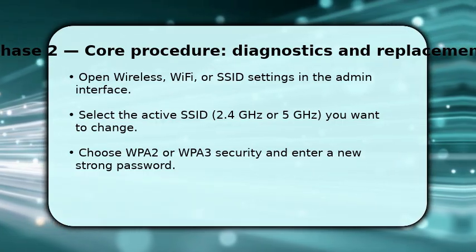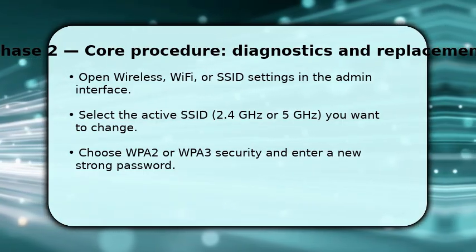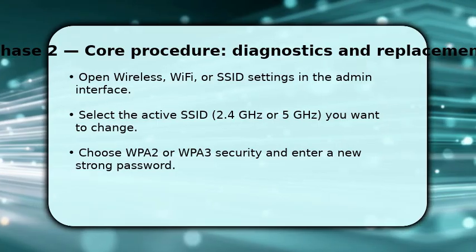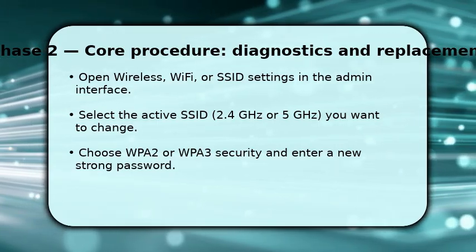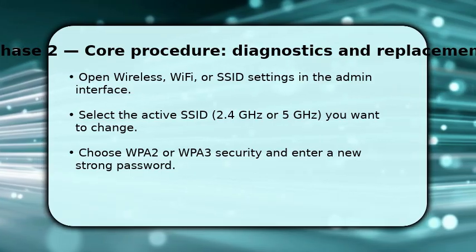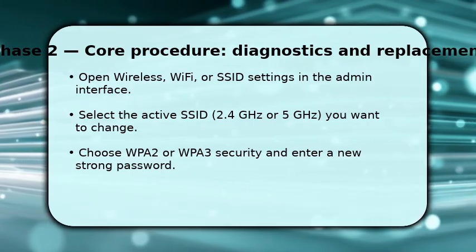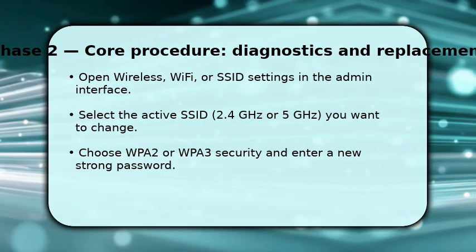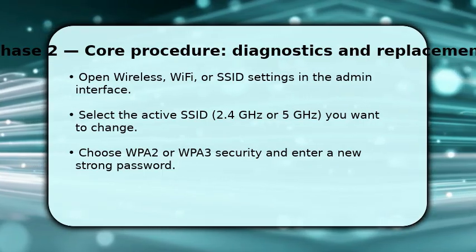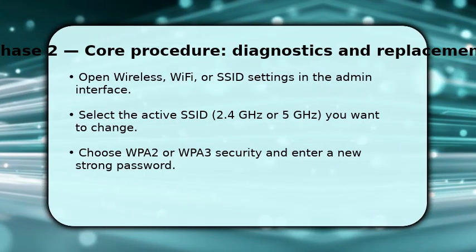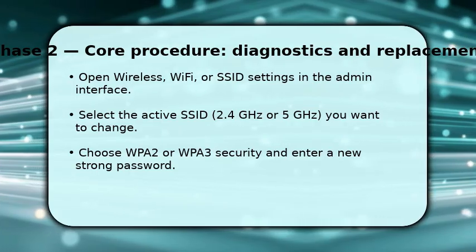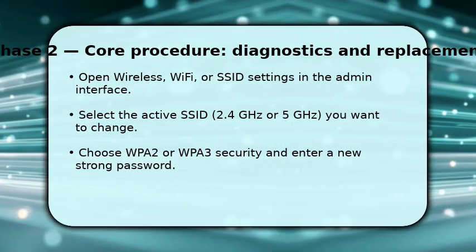Next, pick the active network band. Choose 2.4 GHz for range or 5 GHz for speed, and select the SSID you intend to update. Make the security type WPA2-PSK, or WPA3 if supported. These protect your network. Then type a new strong password. Mix uppercase, lowercase, numbers, and symbols, and keep it at least 12 characters.